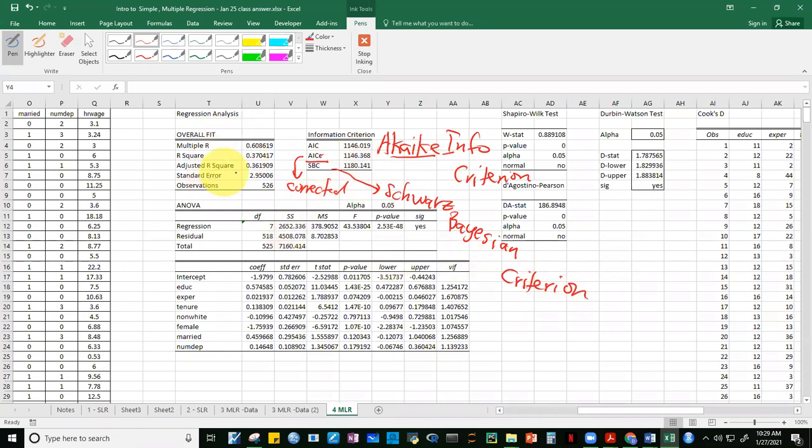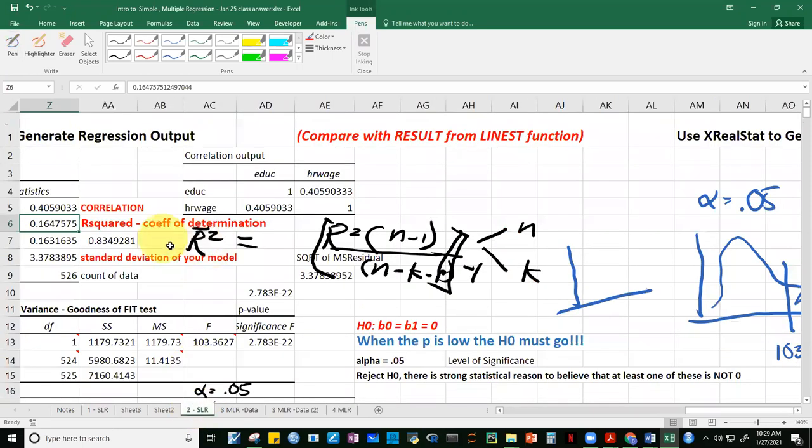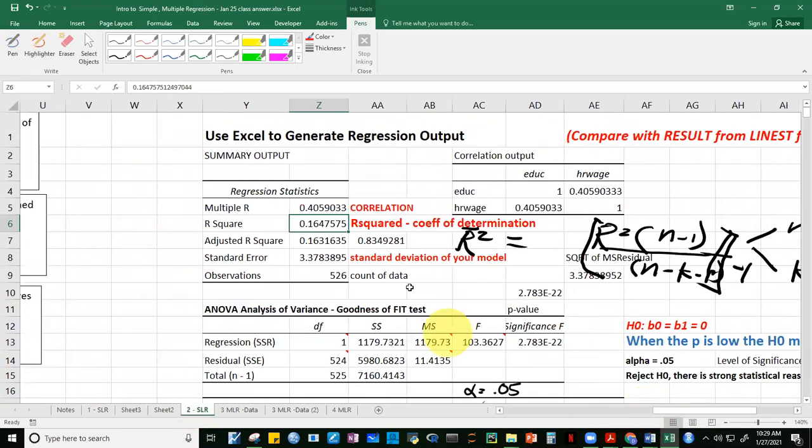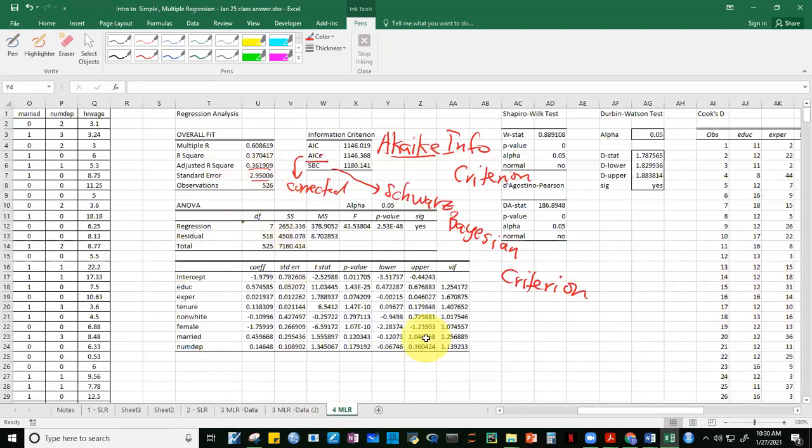Okay, so continuing, guys, adjusted R squared, sabi natin ito mas ginagamit natin pag multiple linear regression. Standard error 2.95 as compared kanina dito sa SLR. Standard error natin dito 3.37. So it tells us that this model is better kasi yung standard deviation ng mga errors natin is less. So less volatile.